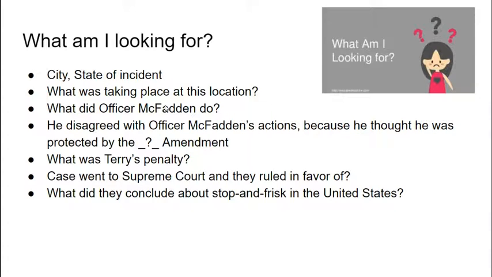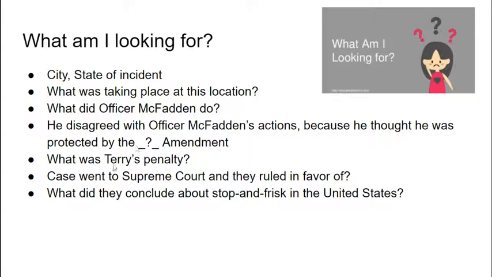So what does Officer McFadden do? He goes and approaches the three men in an alley, and he tells all three of them to put their faces to the wall, hands on the wall. And he simply does a pat frisk. He taps the outside of all of their clothes, and two of them were carrying loaded handguns.